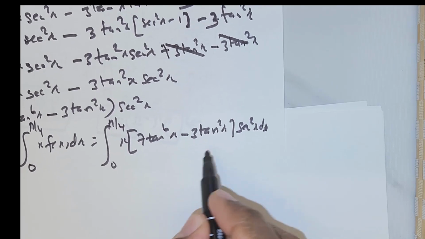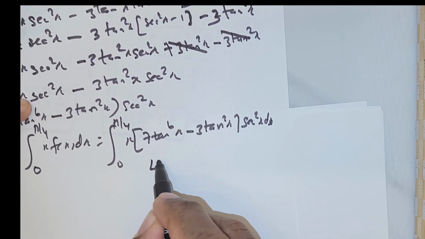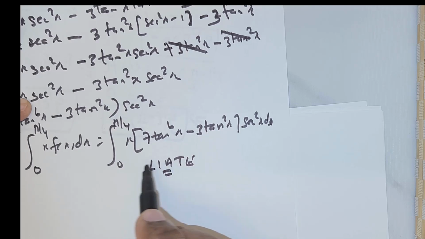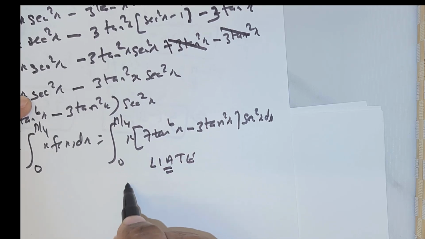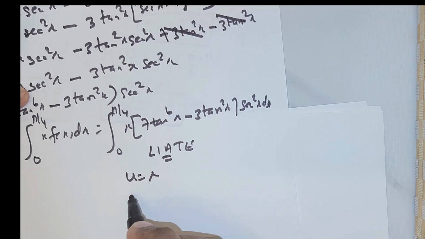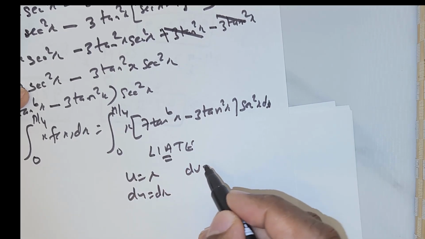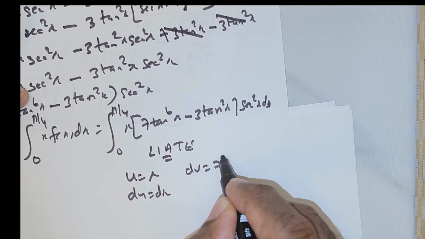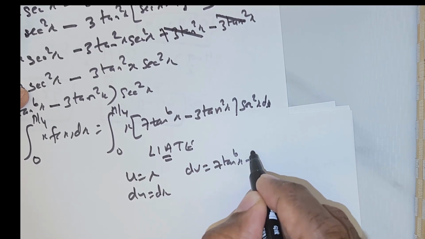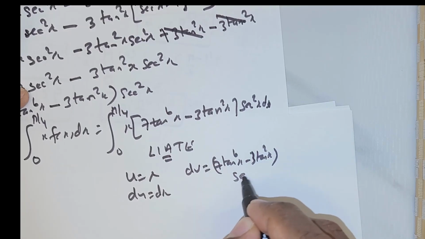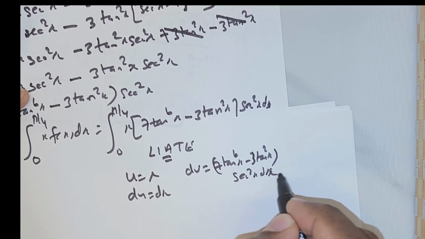Now I have to go to a new page. We will be utilizing the concept of LIATE. So the algebraic function comes first, so I'm going to take u is equal to x. So you have du is equal to dx and dv is equal to the next component, 7 times tan raised to the power of 6x minus 3 times tan squared x times secant squared x dx.